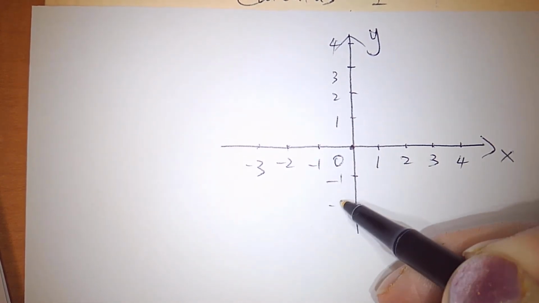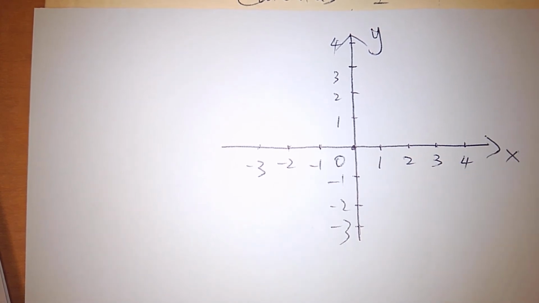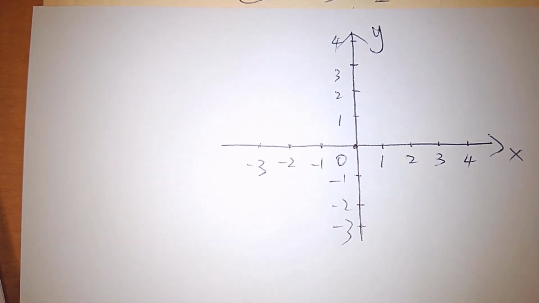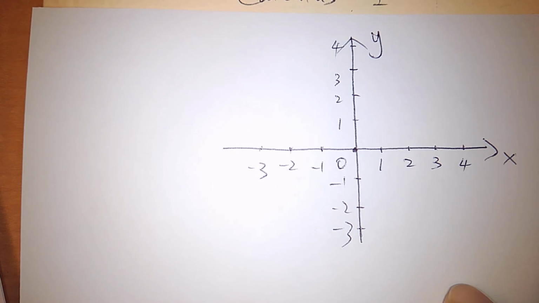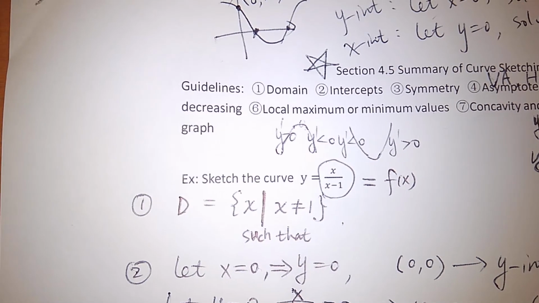Negative 1, negative 2, negative 3. I really need more, okay, but it's not much. Okay. Alright. Step 1.